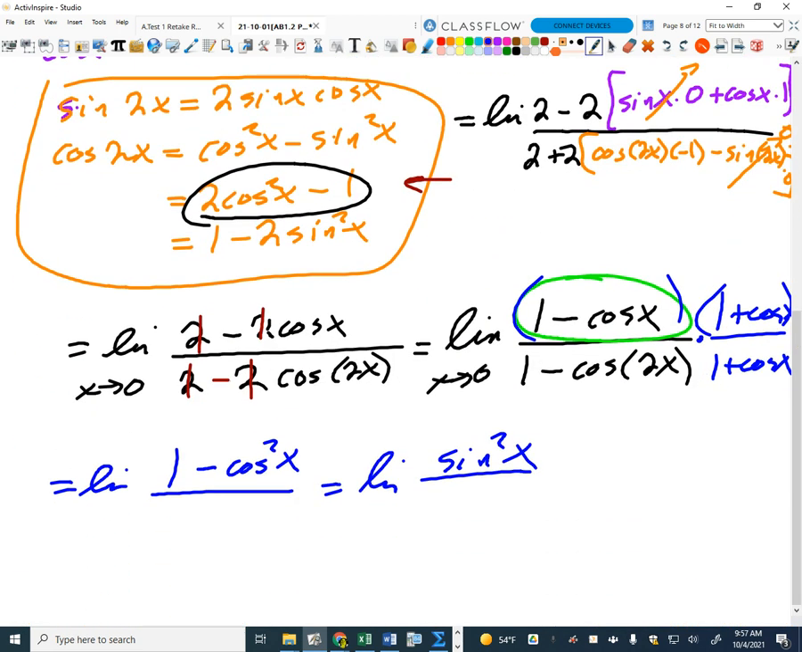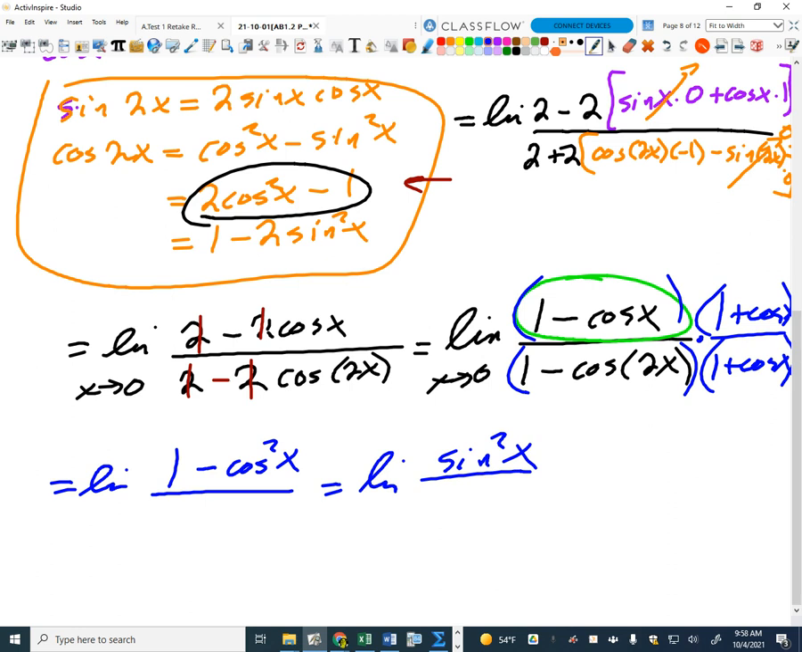Okay, what about the bottom? On the bottom now, I've got 1 minus cosine 2x, that quantity, times 1 plus cosine x. The 1 plus cosine x looks ugly, but when I evaluate the limit, that does not go to 0, which is good. What could I do with this 1 minus cosine 2x?